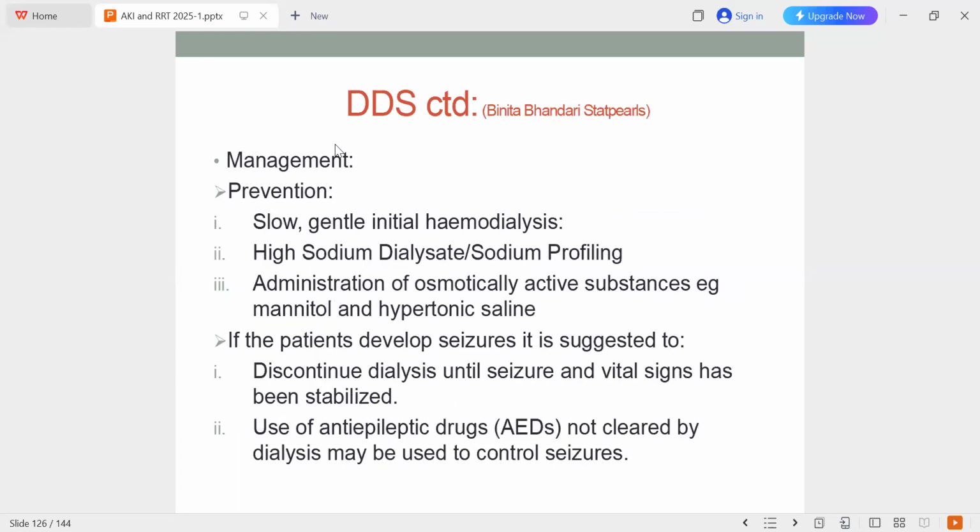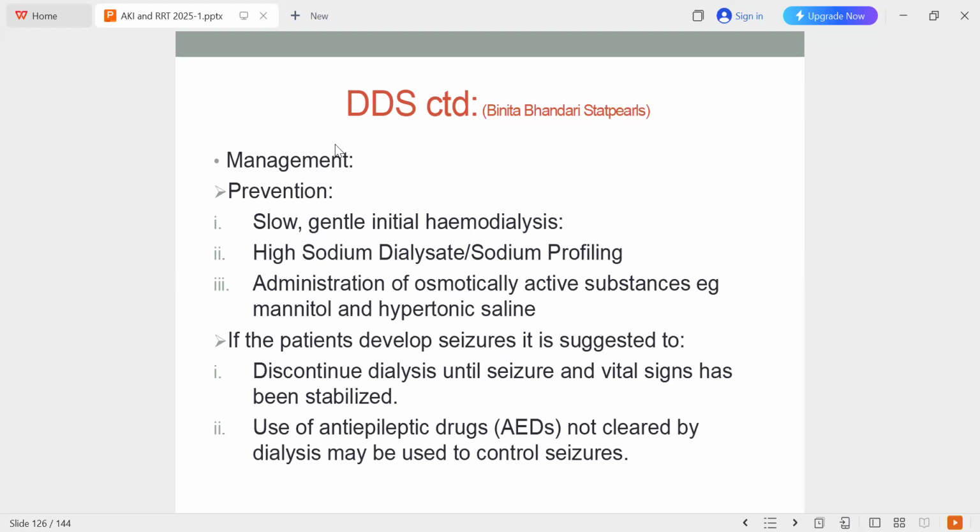So how do you manage? The teaching is prevention is better than cure. So slow, gentle initial dialysis. High sodium dialysate, also known as sodium profiling. Administration of osmotically active substances to reduce the incidence of cerebral edema. You may want to use mannitol or 3% hypertonic saline.